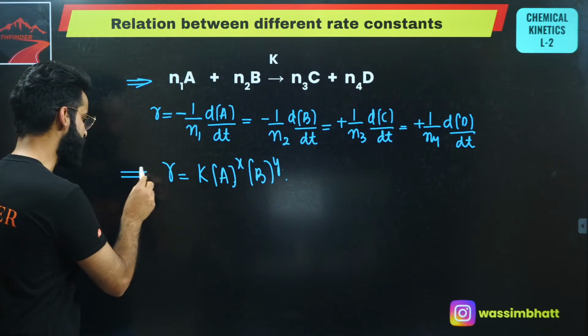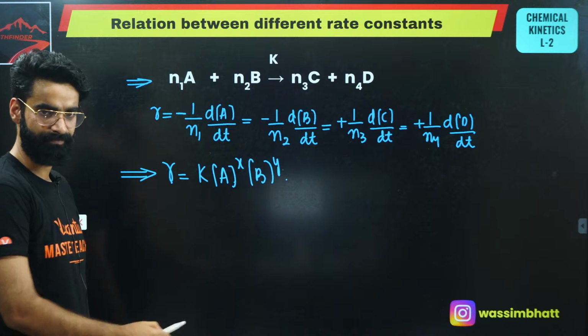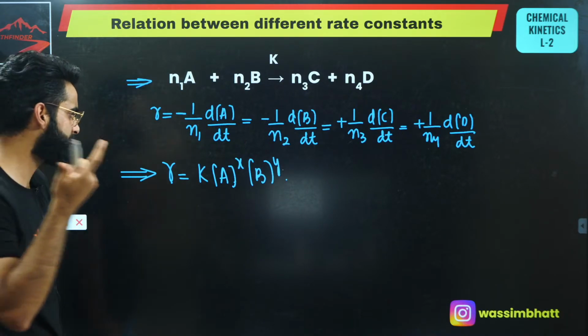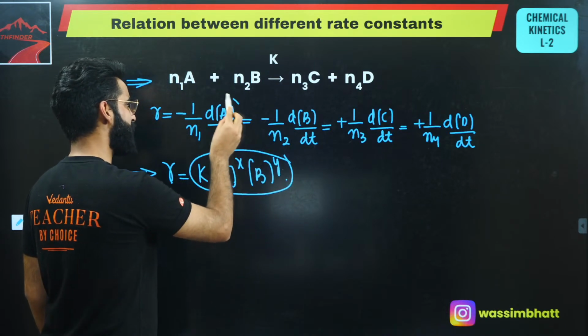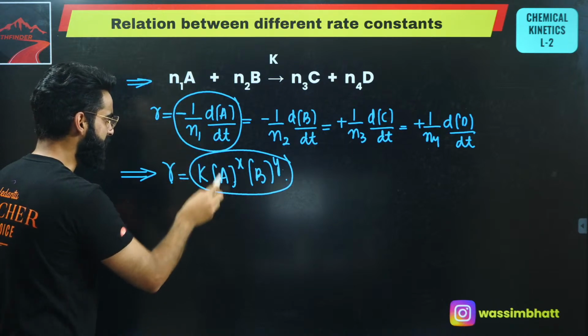Since this rate law is giving me the rate of reaction and all these terms are again giving me the rate of the reaction, right? And the rate of the reaction at a particular temperature has a fixed value. So whatever rate of reaction you get by solving this equation, the same value you will get by solving this equation, okay? So I can directly equate these two terms.